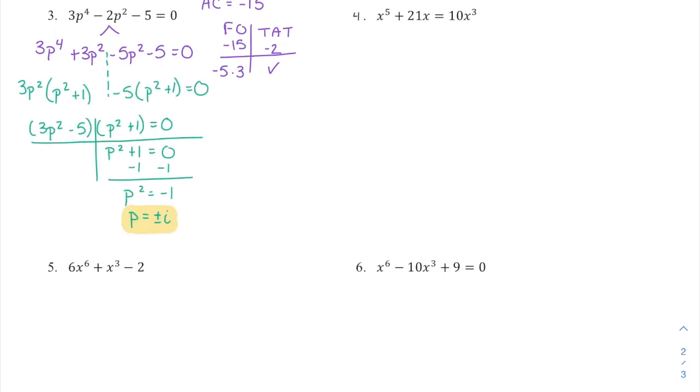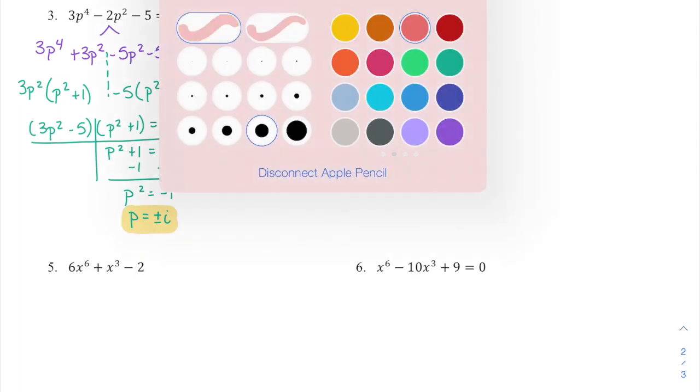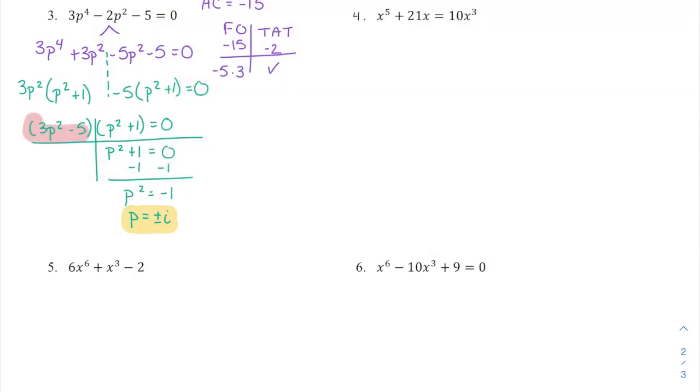So I completed the factorization here and I got 3p squared minus 5 times p squared plus 1 equals 0. I need to solve because it said equal to 0. I solved the second factor for you, p squared plus 1. Subtract 1 from both sides. When you take the square root, you get p equals plus or minus i.